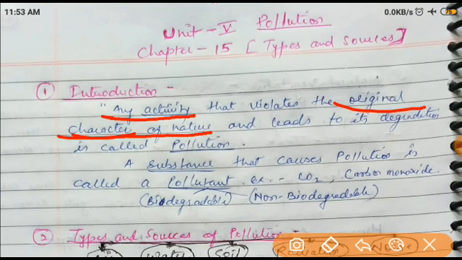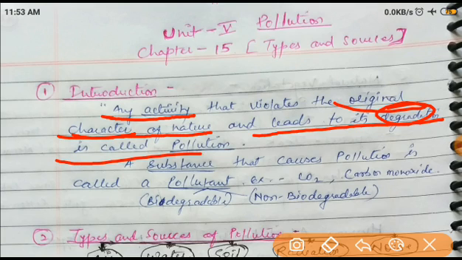It means, just like river water is always pure, that is its original state, but because of our activities, or by natural activities, it is polluted. It is no longer pure, so its original character is changed. It affects different things, so it leads to degradation. The quality of the original thing is degrading or changing. This is called pollution. I hope it is clear.